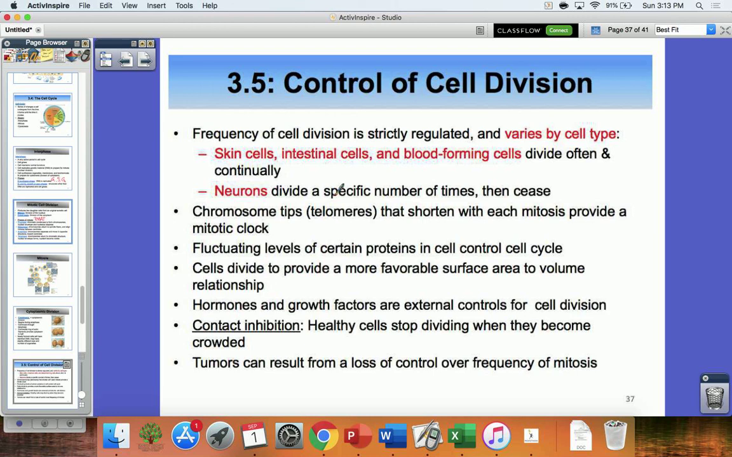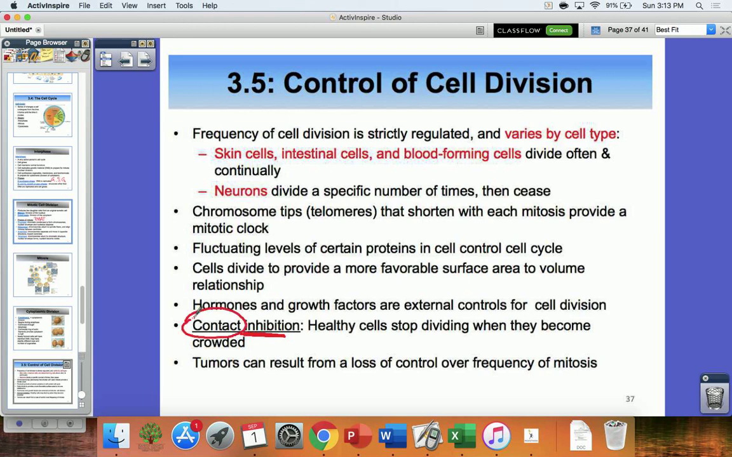You have hormones that play a factor, growth factors, a lot of different things. And then even contact inhibition. Inhibition means that something is stopped. To inhibit something means we're stopping something. Contact means that it's touching.